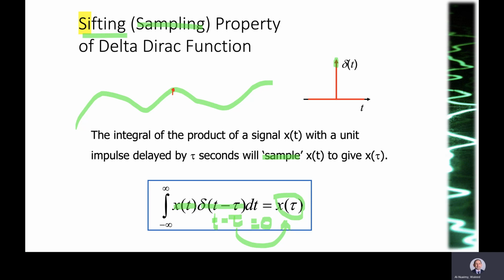What's the relevance of this point? Why is this point special? Because this is the point when t equals tau. That's the point when we actually have this Dirac function. Okay, so we've thrown away the whole signal and we've taken that one point. So we've sampled the point. So the whole integration we can ignore and we can replace it with that one sample. That's called the sifting property.